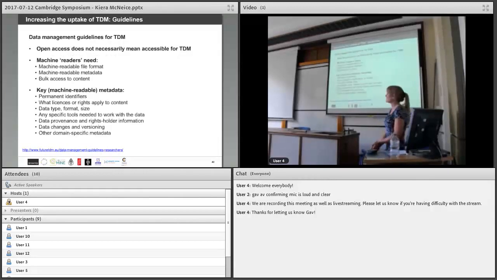The data management guidelines are for anyone who's managing a repository or helping with data management plans, again really thinking about data management in terms of text and data mining and not just human access. So open access does not necessarily mean that content is accessible for TDM. Just putting something in an open repository doesn't mean that a computer can read it, use it and find it. So machine readers really need machine readable file formats, metadata, and bulk access. And in terms of machine readable metadata, again, anything that would help a researcher to identify a corpus of content they want to work with.